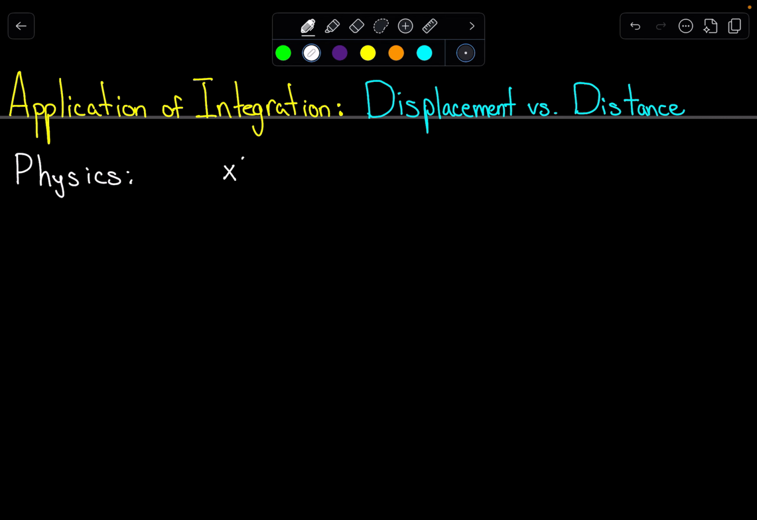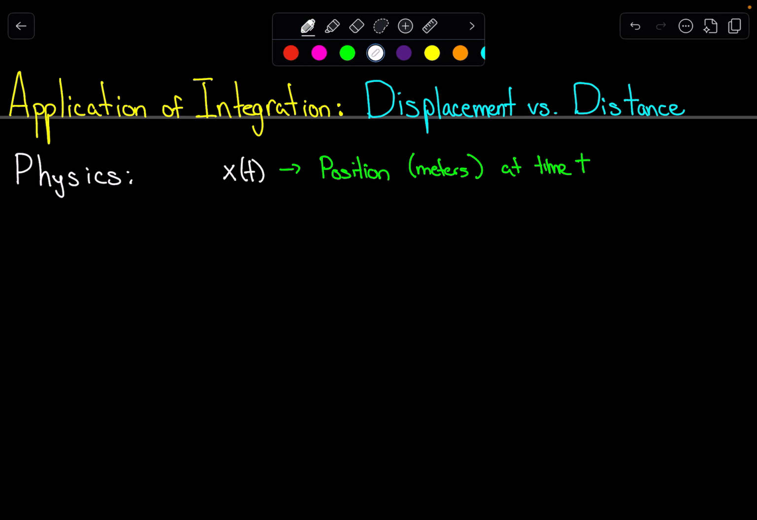functions like x of t, and if x of t represented our position, right, maybe meters would be our unit, position at time t, right, then we learned that if we take the derivative of this with respect to time, and we're looking at dx dt, well, we need to remember that the letter d here literally means change in, and so this is the change in x over the change in t.